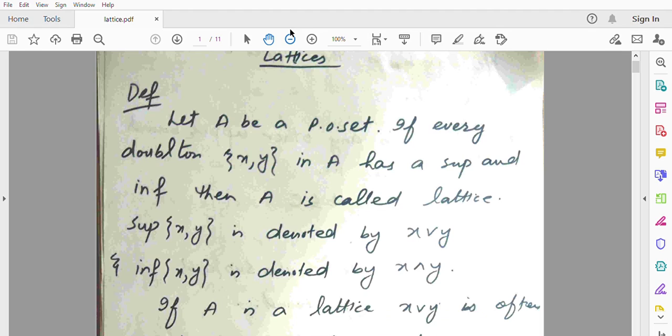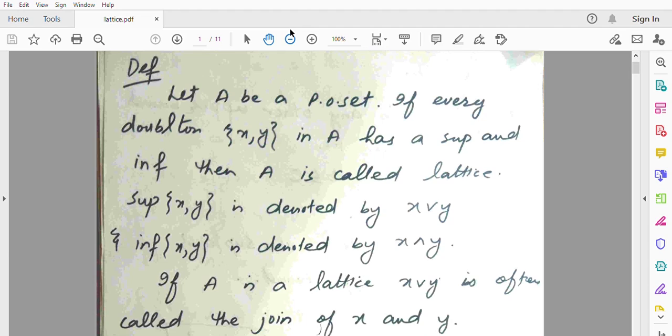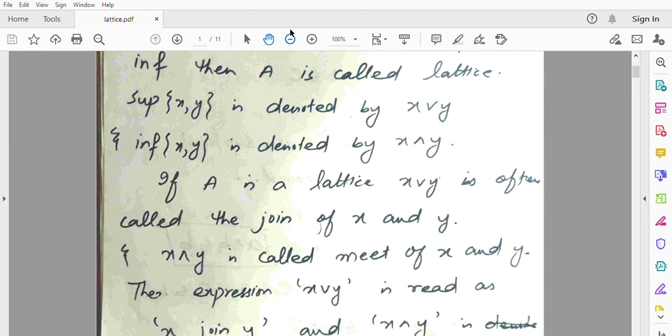Simply, as you all know, supremum is the least upper bound and infimum is the greatest lower bound. Now you know how to find the upper bounds and lower bounds, and you also know how to find the least and greatest element of that class. So if every two elements have a supremum and infimum in that set, then that partially ordered set is called a lattice.